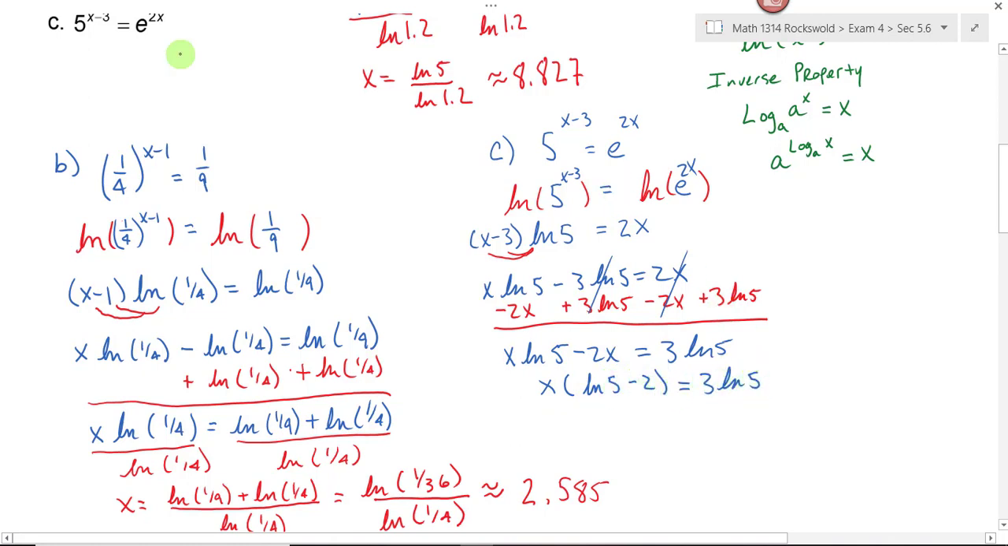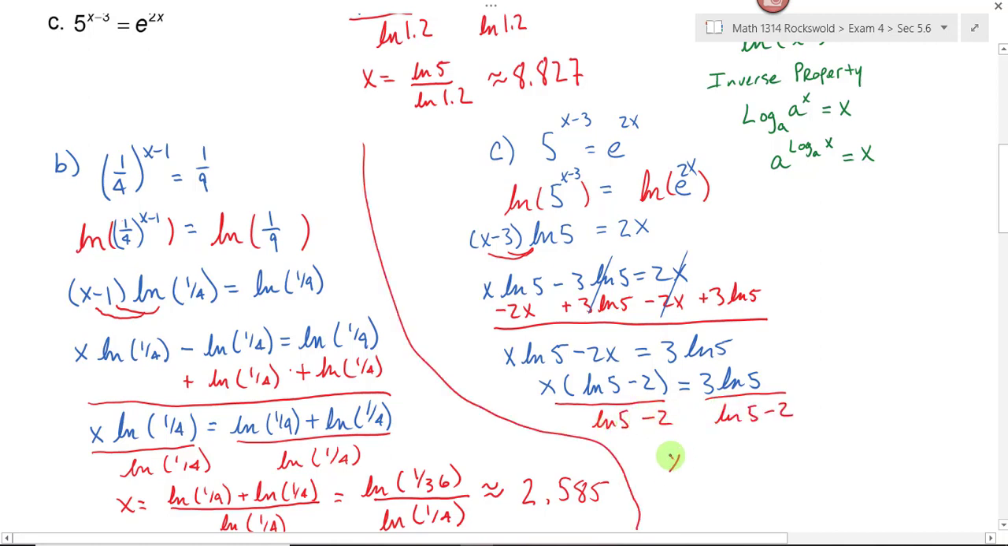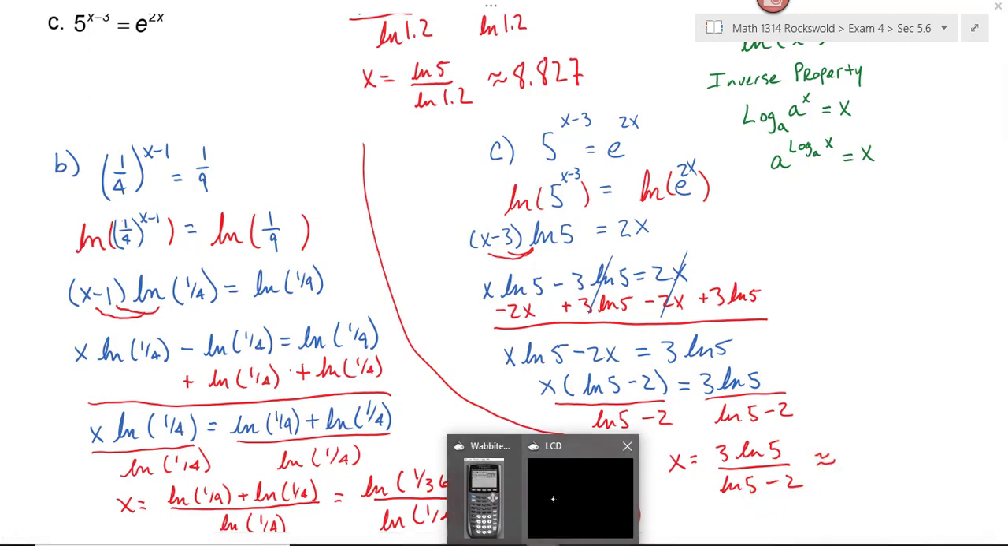And in order to get the x by itself, I just divide both sides by these constants, natural log 5 minus 2. So my final answer here is going to be x equals 3 natural log 5 divided by the natural log of 5 minus 2. And my decimal approximation I would get using my calculator.